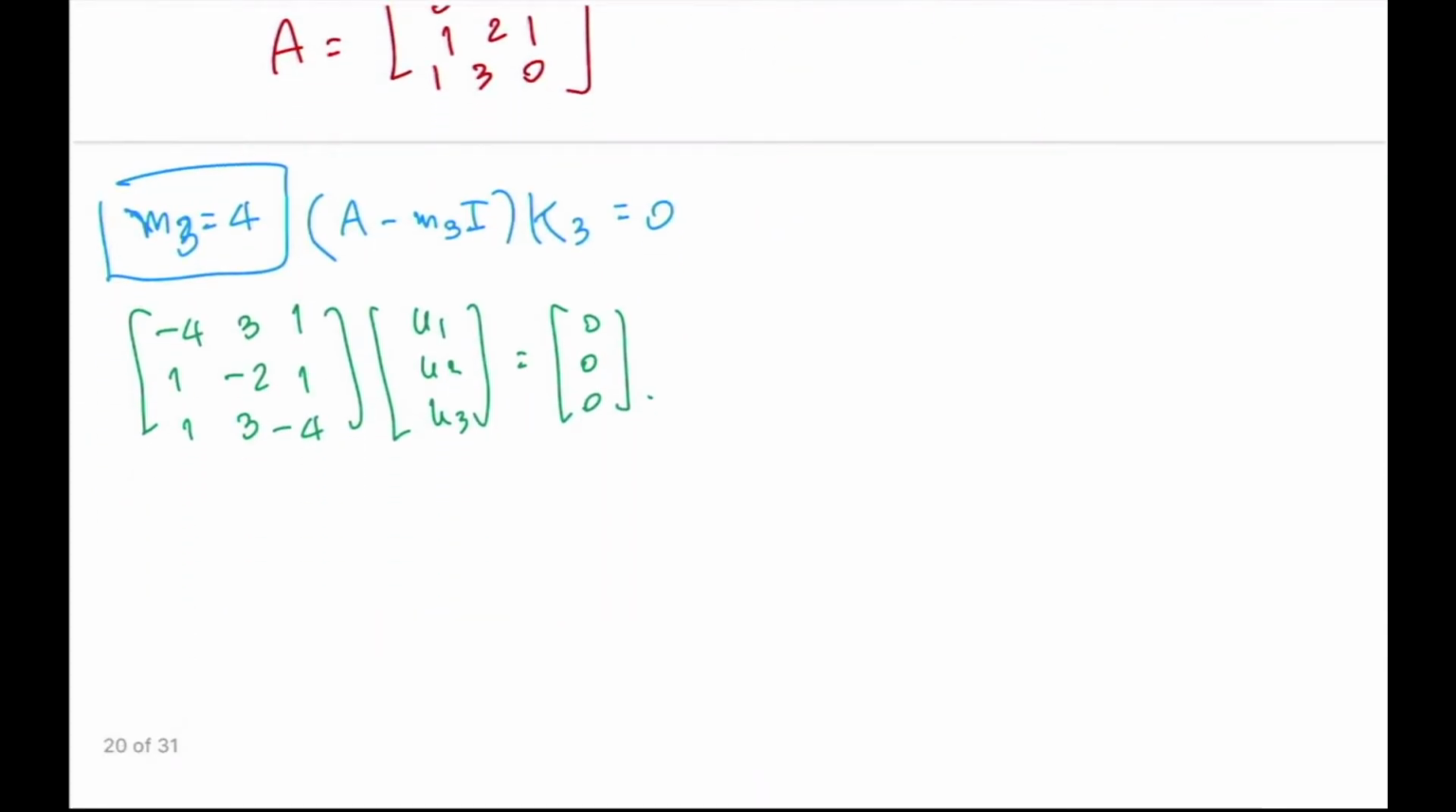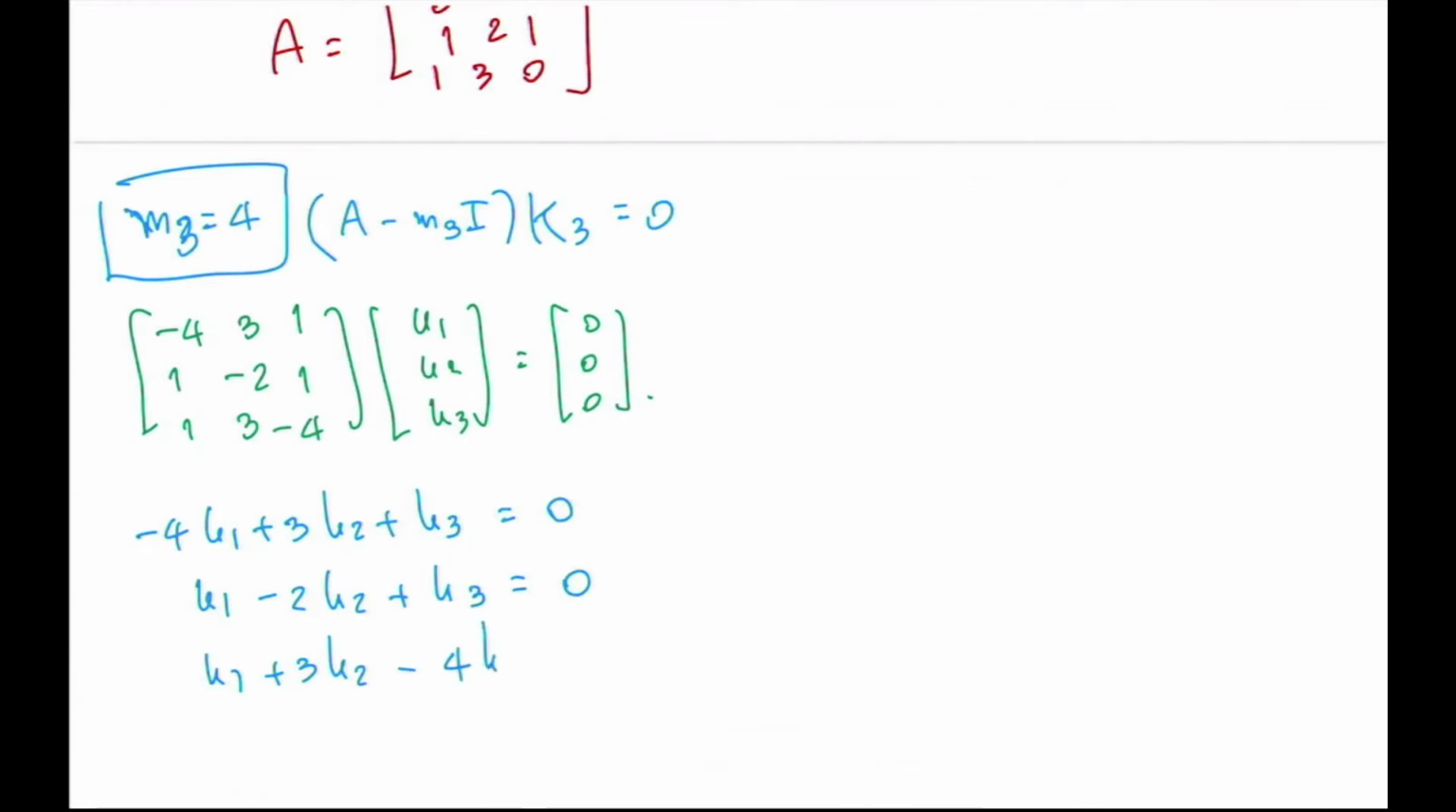Okay, in that case, you would have that minus 4k1 plus 3k2 plus k3 equals 0. And then you get k1 minus 2k2 plus k3 is 0. And then you get k1 plus 3k2 minus k3 is 0. Okay, you obtain these three equations, right? Guys, don't forget this m is not repeated, so it's back to the case when the root is distinct.